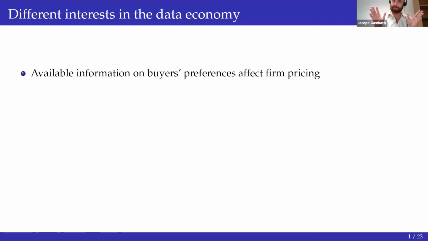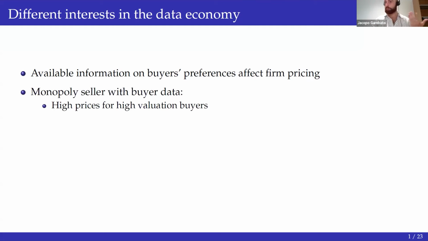To set the stage, I would like to start with a banal observation, which is that available information on buyers' preferences tends to affect firm pricing when we talk about equilibrium market outcomes. We know easily that whenever a monopoly seller has buyer data, he will want to try to price discriminate, setting high prices for high valuation buyers.